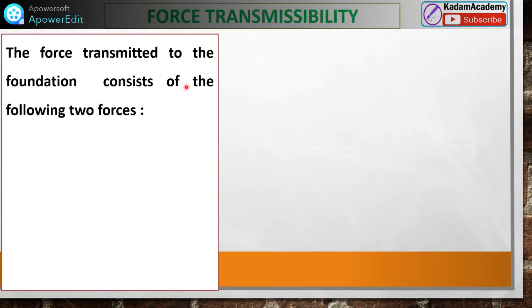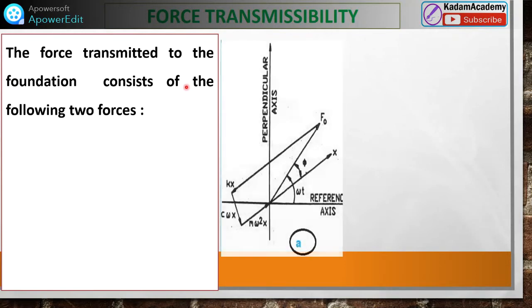Imagine mass m supported on the foundation by an isolator having an equivalent stiffness and a damping coefficient K and C respectively, and excited by the force F0 sin omega t as shown in the figure. So what will happen? This F0 sin omega t is drawn, and out of these four forces, this F0 sin omega t, this Kx is the spring force, this C omega x is the damping force, and m omega square x, the four forces are shown in this vector diagram.